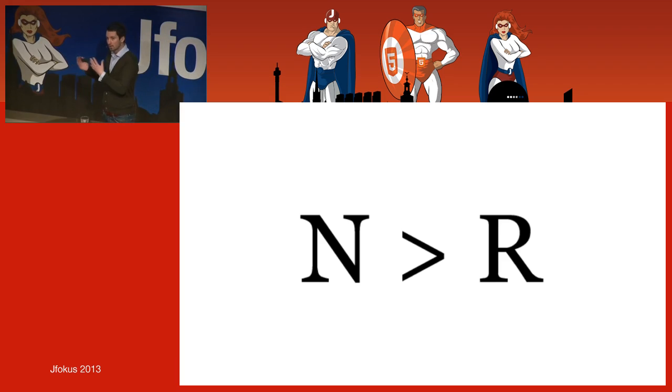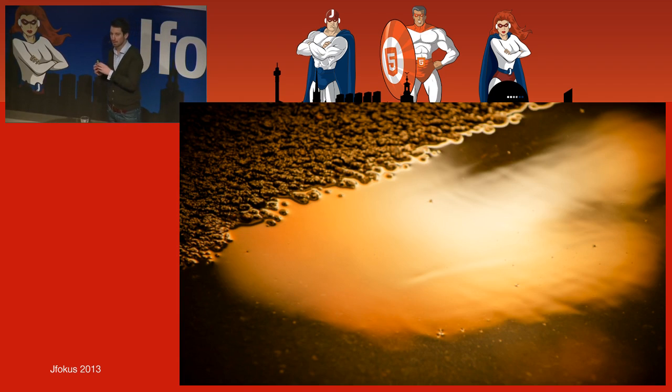You say that you're going to read from 5 nodes, but you're happy as long as 1 of them returns. You get really high speed, but you don't know if you retrieve the latest data. You don't know anything about the consistency of the data.